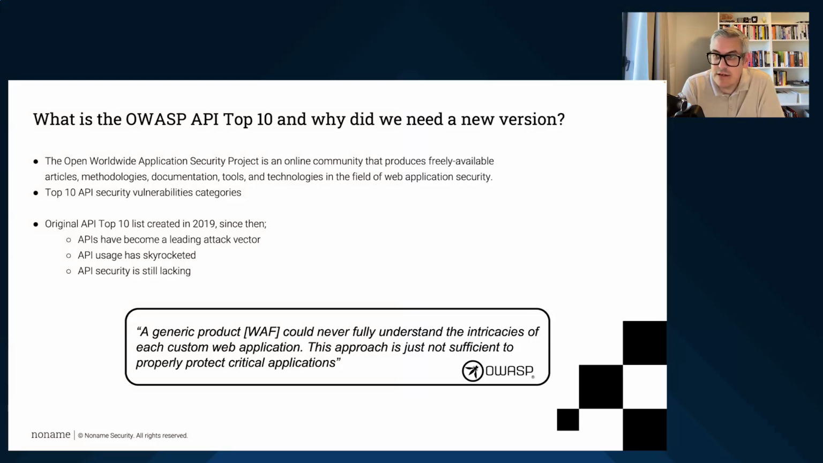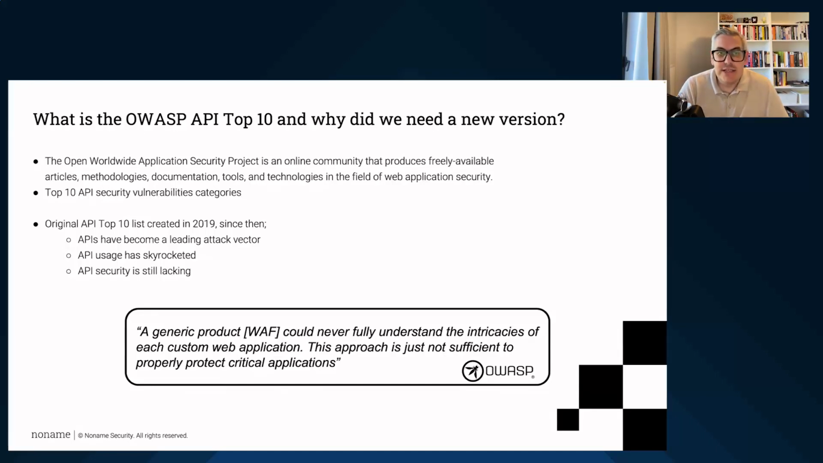We see that a lot of folks attempt to address API security concerns by using more traditional web application security tools. And as the OWASP Foundation rightfully points out, which you see on the slide below, a product like a WAF, for example, can't really fully understand the intricacies of each custom API-based application. So it won't really address those concerns.